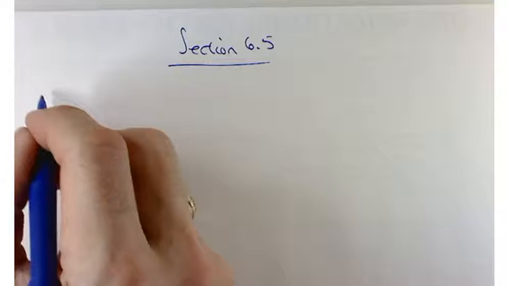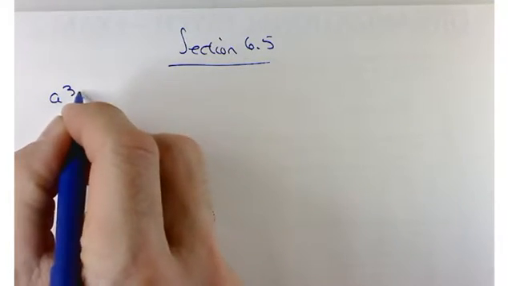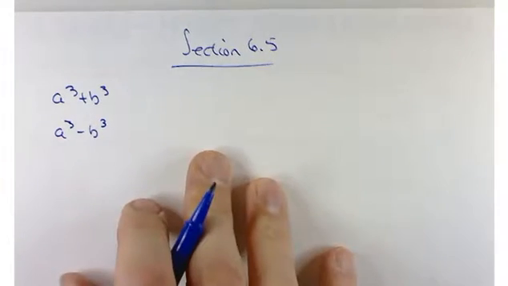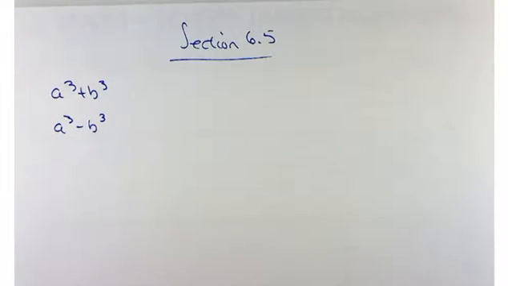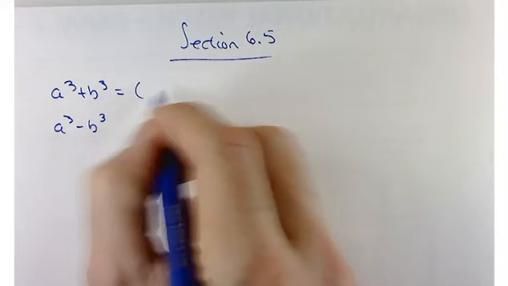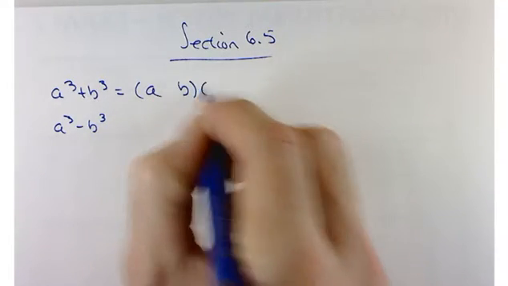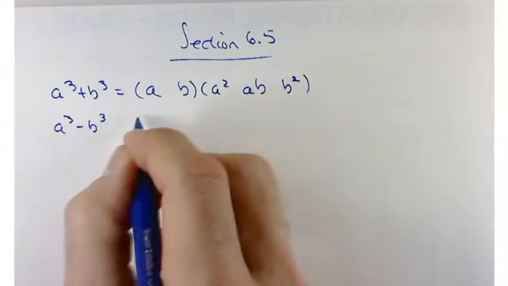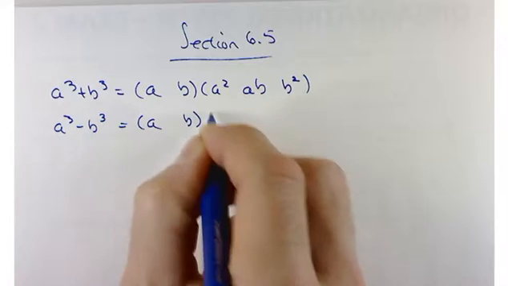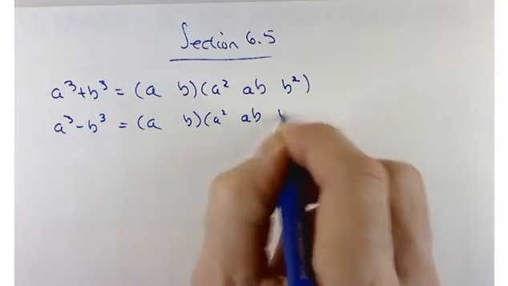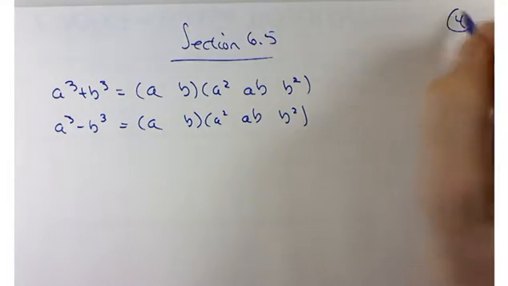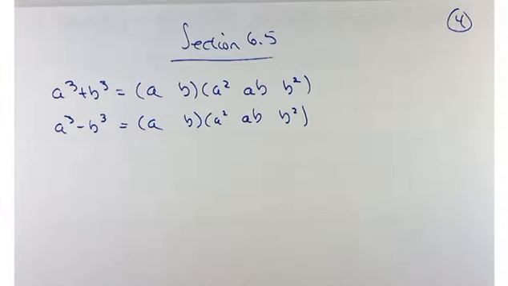Okay, so let me write down a couple formulas. A cubed plus b cubed and a cubed minus b cubed. And I'm going to write these down except for the signs involved. A, b, a squared, ab, b squared, and then a and b, a squared, ab, b squared. So far, are these looking kind of similar? These two formulas look similar? Yes.